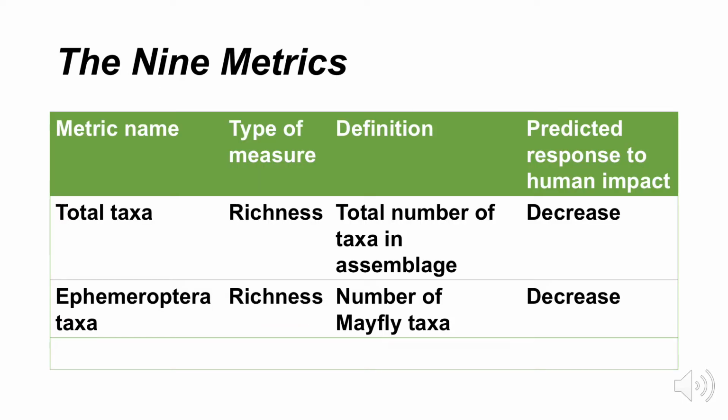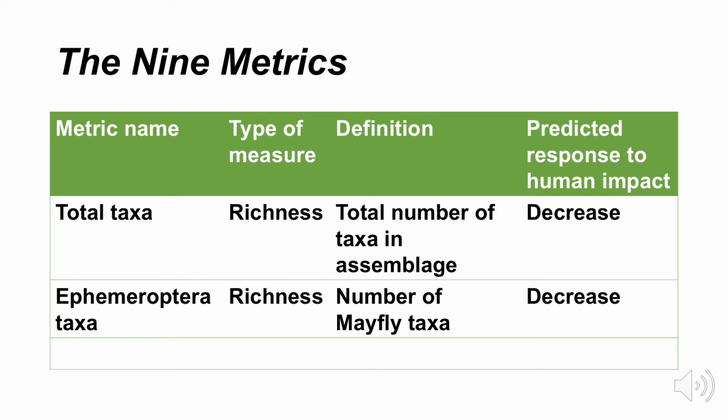Let's take a look. This is the metric name. We're looking for the richness, or the number of different taxa that are present that are mayflies. And we know that the predicted response is that if humans have had a major impact, we have a decrease in mayfly taxa.